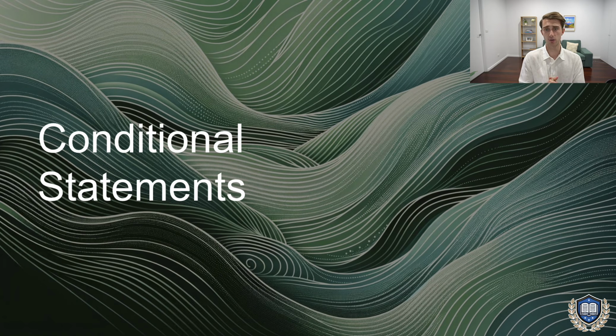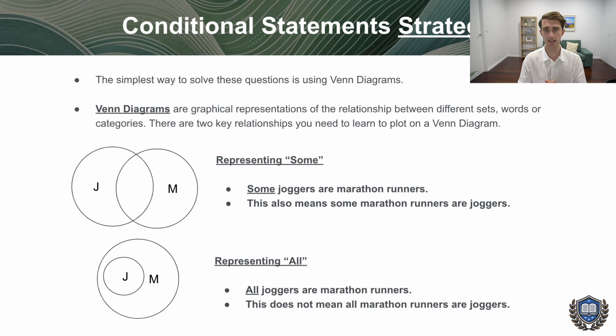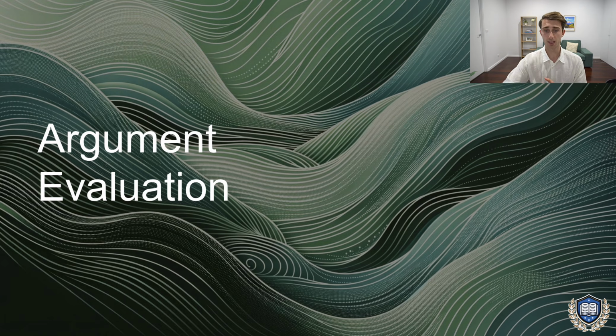We then looked at conditional statements. Conditional statements is all about understanding the relationships between different things. The key tool you need is Venn diagrams. If you're confident with these, questions will not be hard. You will be able to get all of them correct every single time. And then same thing for argument evaluation. This is a key skill that you want to spend time on. You want to understand what makes something logical, what makes something not logical.